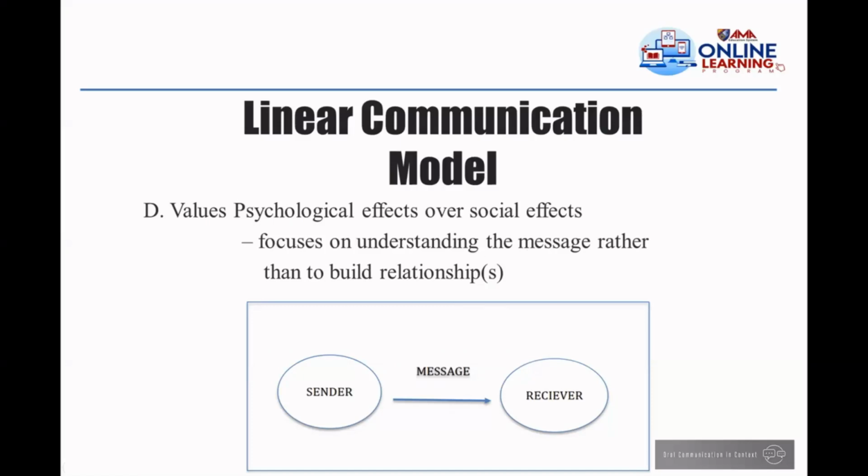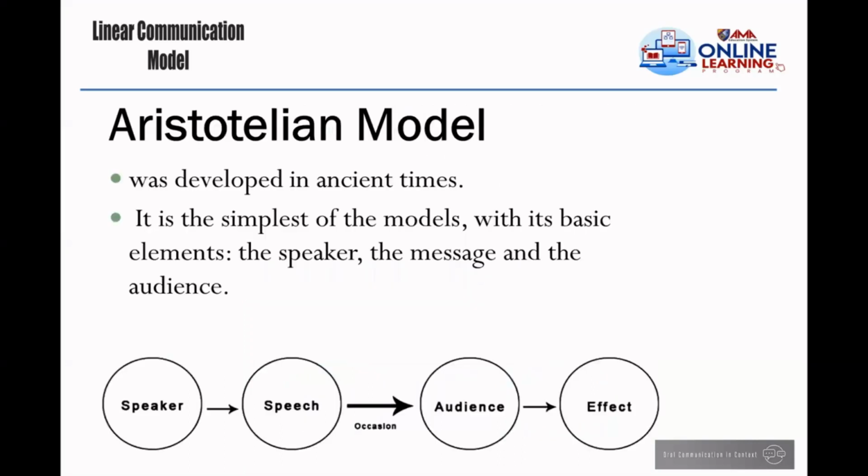In this part, there is no assurance that the communication process is effective because the message is sent to the receiver and the receiver just receives it without the need to give feedback. So, examples of linear communication model. First is the Aristotelian model. It was developed a long time ago during the ancient times. It is the simplest model among all the communication models because of its elements and process.